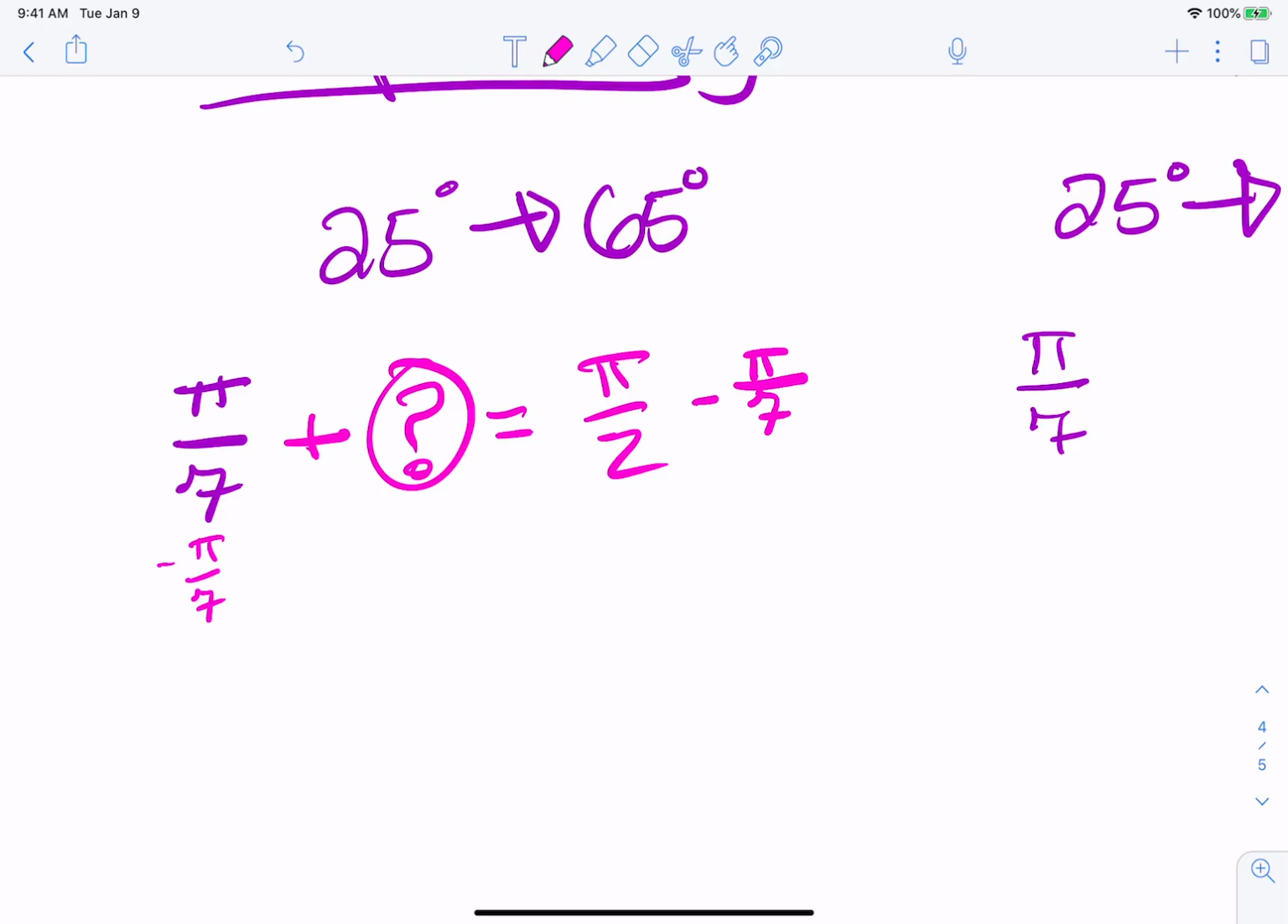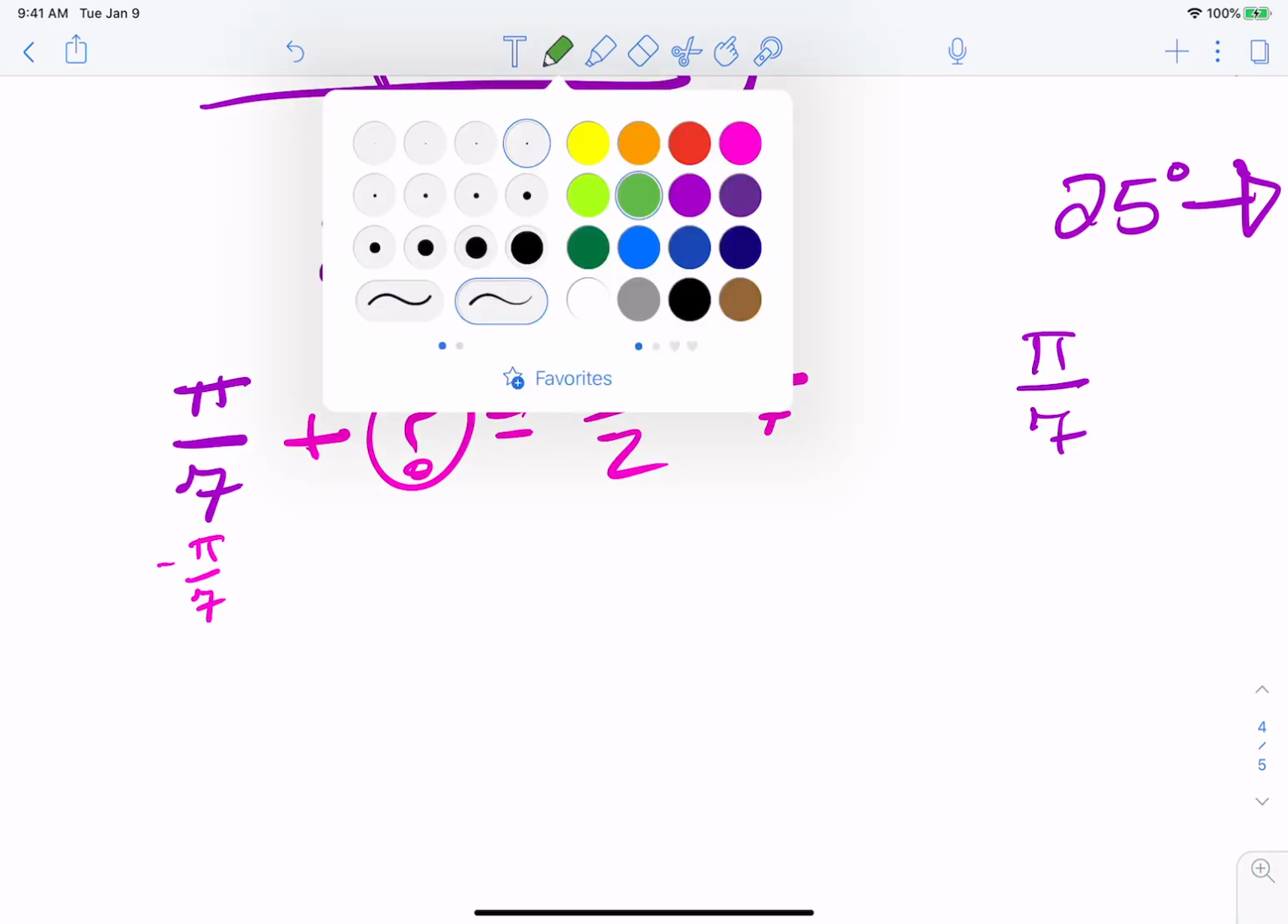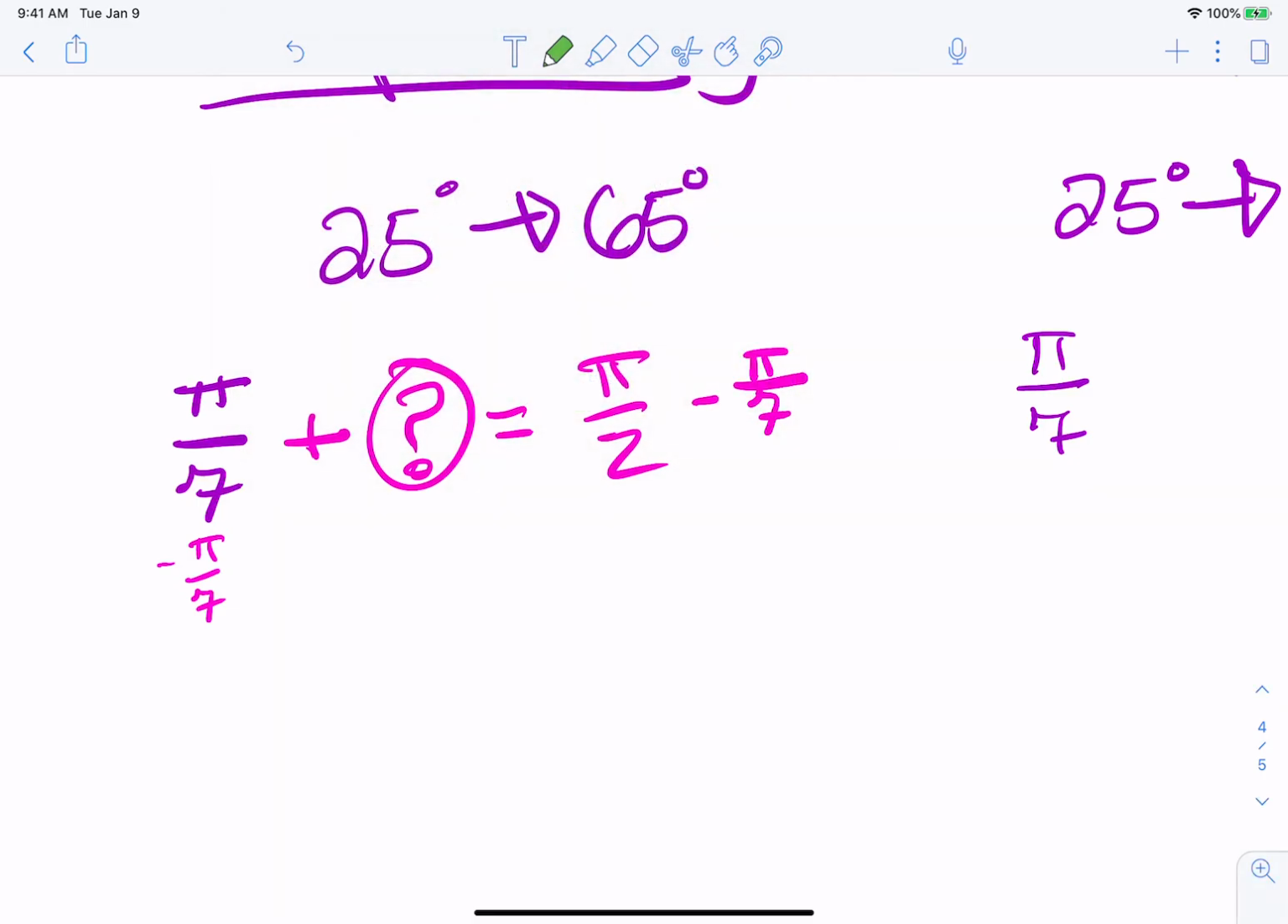Now I have to find a common denominator: 14. So this is 7 pi over 14 minus 2 pi over 14, which is 5 pi over 14. So this guy's 5 pi over 14.